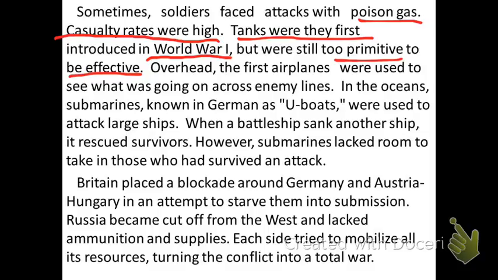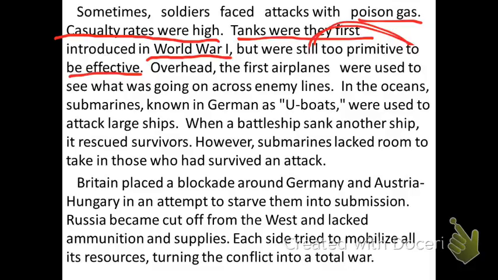They had the armor plating. They did have machine guns in them. They also had rockets or artillery they could fire. So again, they could be dangerous, but they were really still too primitive to be overly effective. But they did have a purpose, and they could kill a lot of people. Airplanes, for the first time, were used in combat. Now, again, airplanes were not very old.